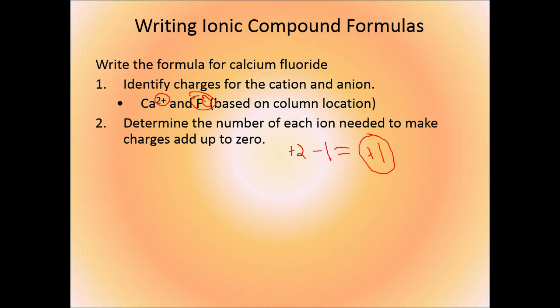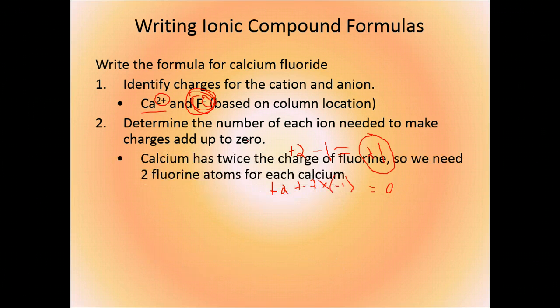So if I have 2 fluorides, that would mean I've got 2 times the -1, and add that to the +2. That's very sloppy looking, but that would add up to 0. So I'm going to need to double the amount of fluorides to cancel out with the 1 calcium. And so there we go. And so we write the formula. That means I need 1 calcium and 2 fluorides. So CaF2 would be the formula for that.